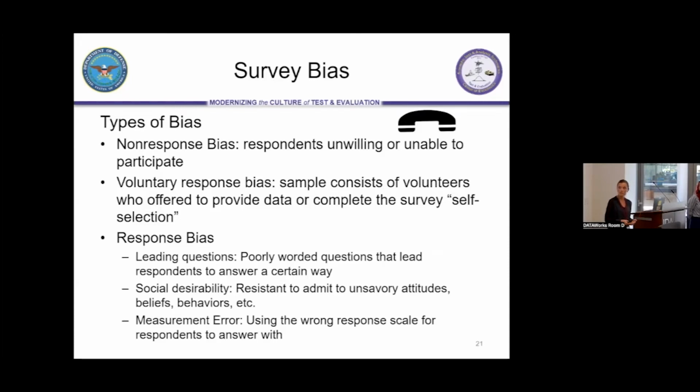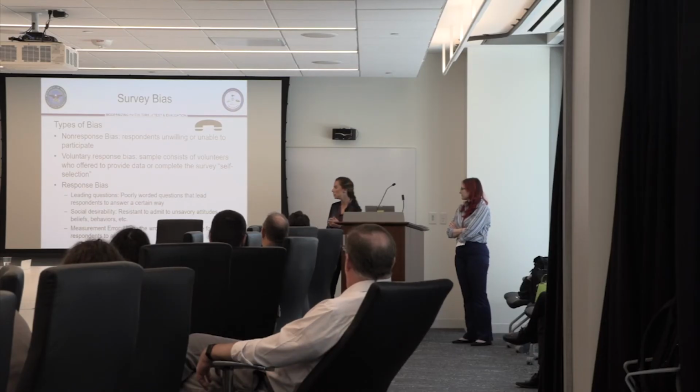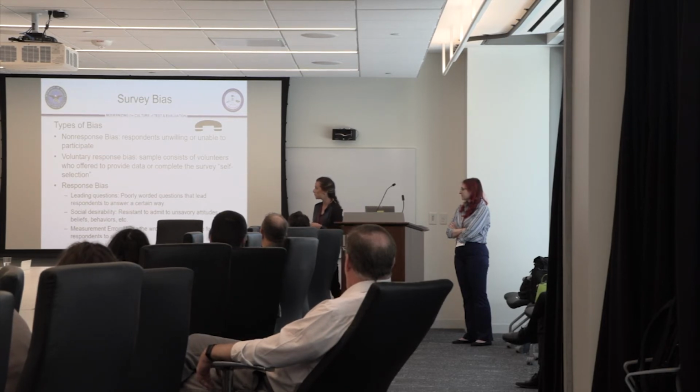Response bias is introduced when you have leading questions. Those are poorly worded questions that lead respondents to answer in a certain way. That all has to do with wording and verbiage. Social desirability concerns touchy subjects. If you're asking a question about abortion or something, you might have someone who is resistant to admit their true attitude because they don't want to be looked at differently. And then measurement error: using the wrong response scale for the respondents to answer with. So just using an inappropriate Likert scale, or maybe you didn't have all the possible answers on there, so you're just not going to get as good data. It's going to introduce bias into your data.